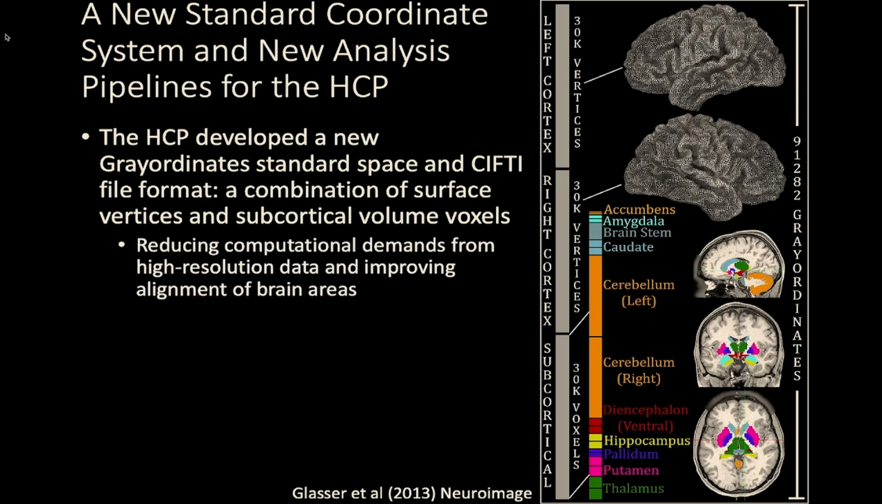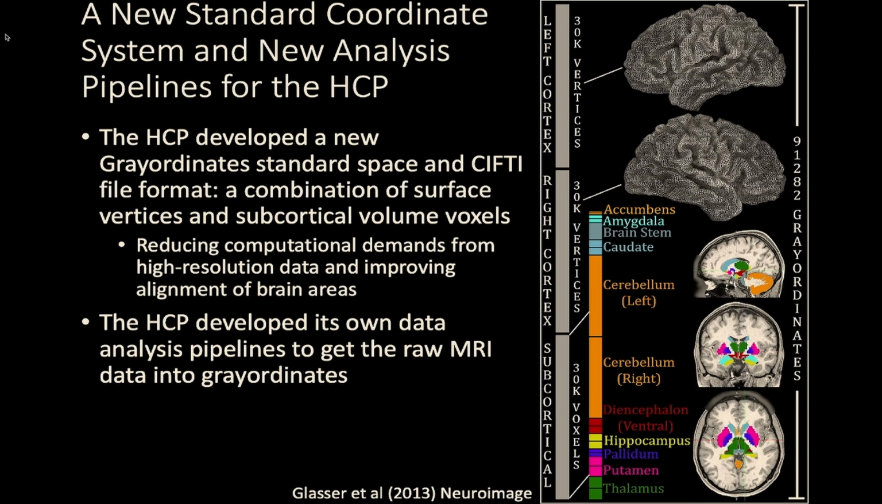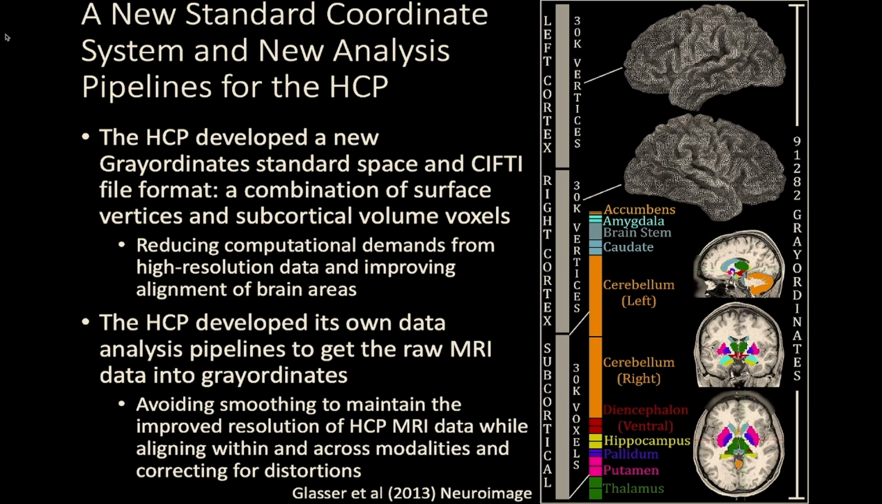And it's also helpful, you know, we've pushed the spatial and temporal resolution of our fMRI data. That really increases the demands, but if we get rid of all the CSF and the white matter voxels, by just having our data in this grayordinate space, it actually helps reduce the computational demands while improving the alignment of data across subjects. And so we developed analysis pipelines to get raw MRI data into grayordinates. And we really try to minimize smoothing throughout those pipelines as much as possible while aligning within and across modalities and correcting for distortions, doing even better at aligning functional networks and cortical areas.